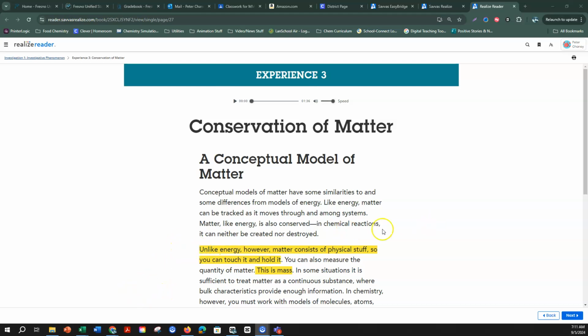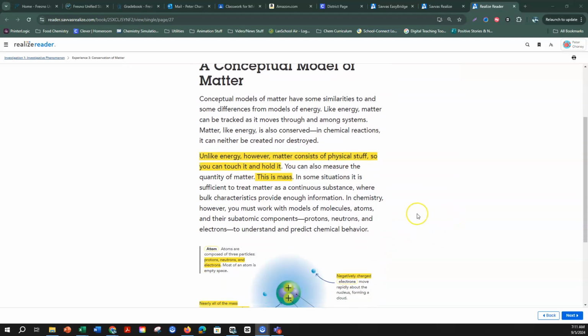So we're highlighting in our notes here, unlike energy, however, matter consists of physical stuff, so you can touch it and hold it. You can also measure the quantity of matter. This is mass. So I want you to highlight this is mass. In some situations, it is sufficient to treat matter as a continuous substance where bulk characteristics provide enough information. In chemistry, however, you must work with models of molecules, atoms, and their subatomic components, protons, neutrons, and electrons to understand and predict chemical behavior.